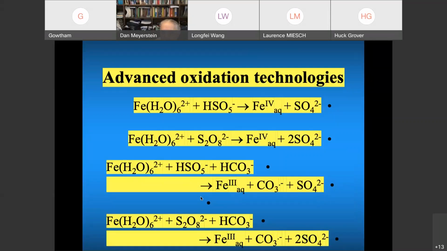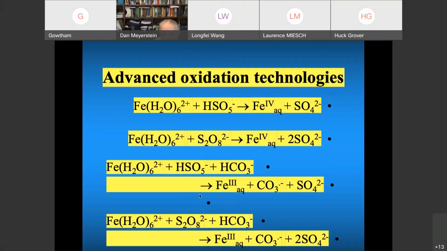iron 2 reacts with monoperoxosulfate to give iron 4 and sulfate, and with persulfate to give the same iron 4 and sulfate. If you add bicarbonate, you get carbonate anion radicals, which means also the environmental advanced oxidation processes don't proceed via the commonly accepted mechanism. This was still not published, but was submitted for publication.